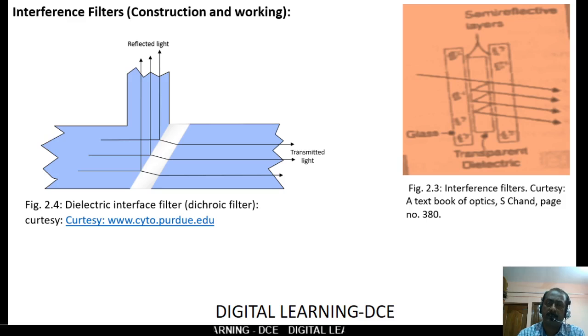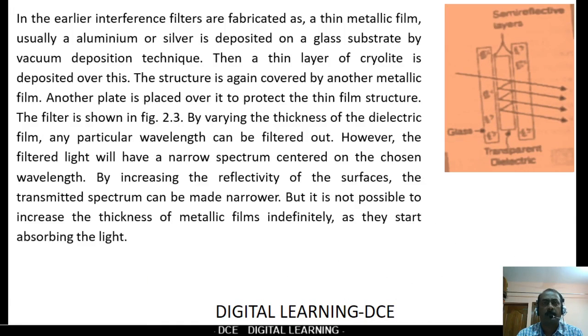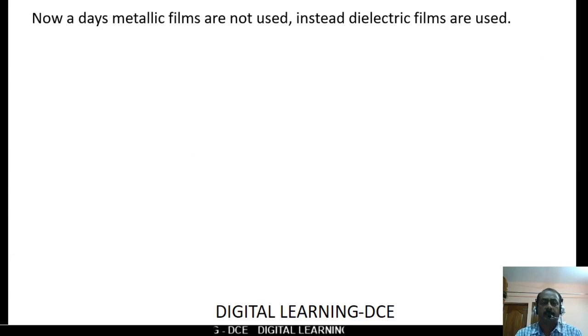Such interference filters are capable of transmitting a band of wavelengths as small as 1.1 nanometer or even less, with peak at any wavelength within the visible region. Nowadays, metallic films are not used. Instead, the dielectric films are used.